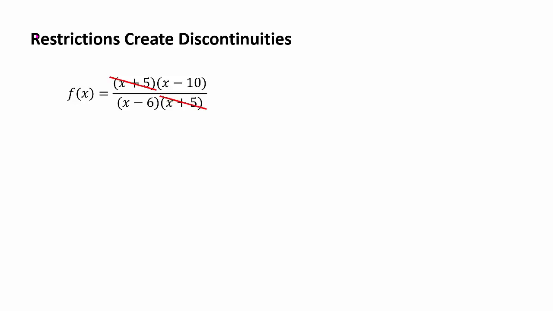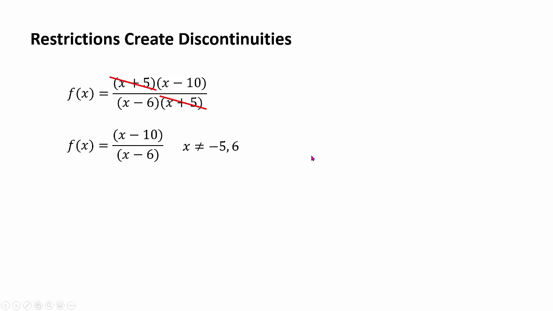So if we could cross off the x plus 5s, right, we would know that there is still an x minus 10 in the numerator and an x minus 6 in the denominator. But we would also have to write down the restrictions. So I see two restrictions. The first one comes from the factor we crossed out, so x can't equal -5, or else f of x would be undefined. And we also know that it can't be 6, because if we plug 6 into x right here, the denominator would be 0.